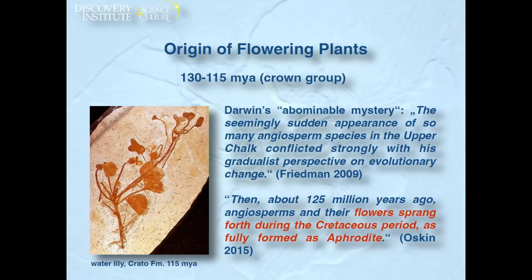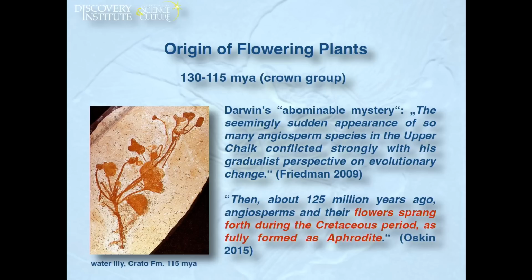We're now in the Cretaceous, in the Mesozoic era, getting a little bit closer to modern time. And in this Cretaceous, there was an event that was even recognized by Darwin as a problem. He called it an abominable mystery. And it's the sudden appearance of flowering plants.